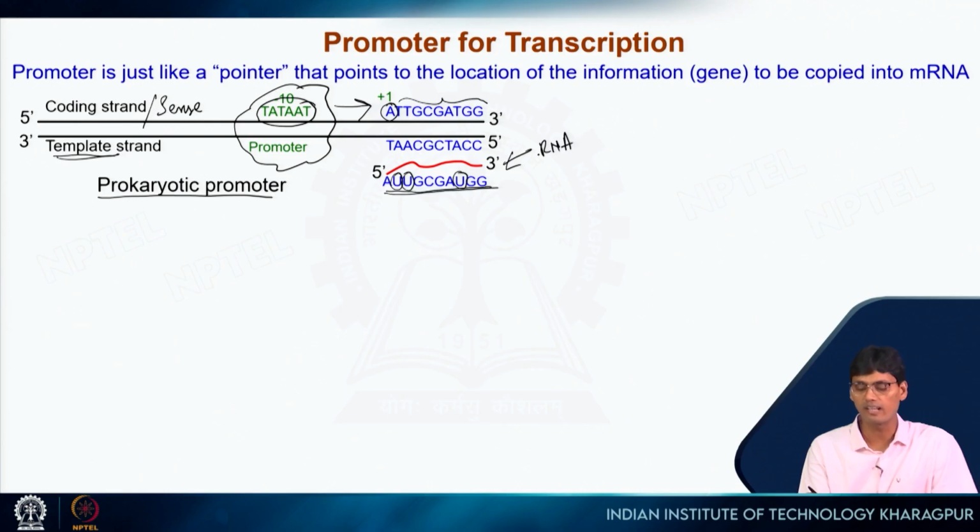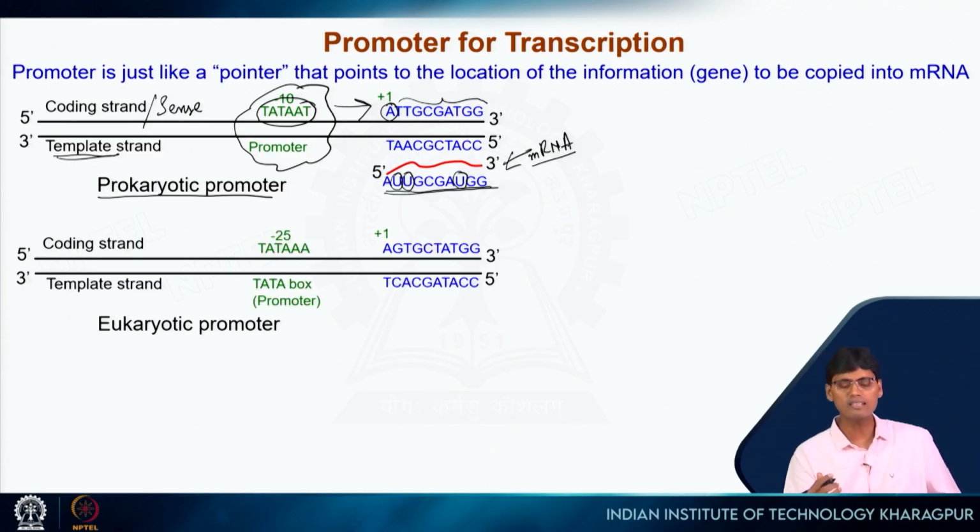If it is a protein coding RNA, then we can say this is mRNA. Now the fundamental mechanism is the same in prokaryote, in bacteria, as well as in eukaryote, like in human, plant, everywhere. But the position of the promoter and the sequence of the promoter could be a little bit different, that is all, but the basic understanding is the same everywhere.